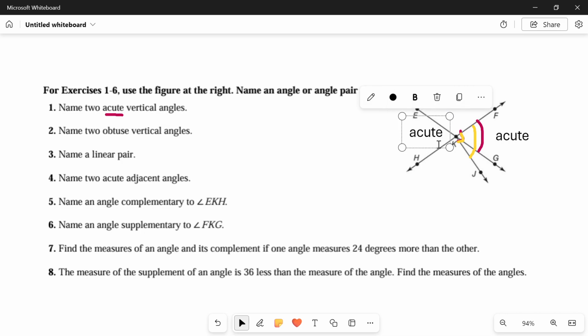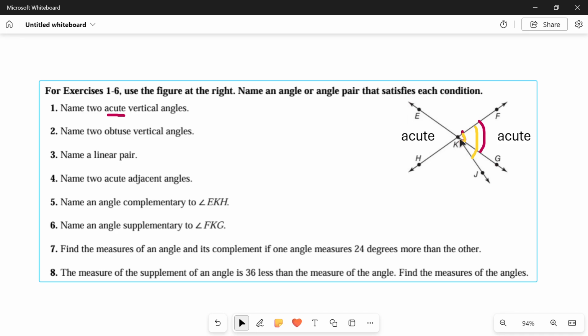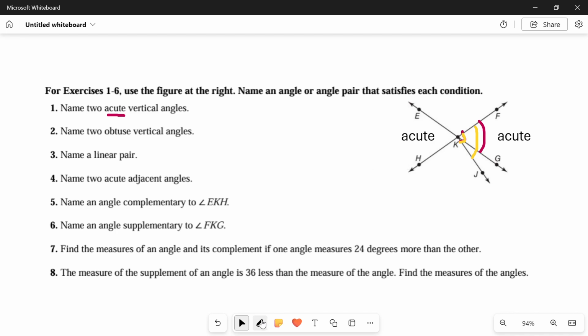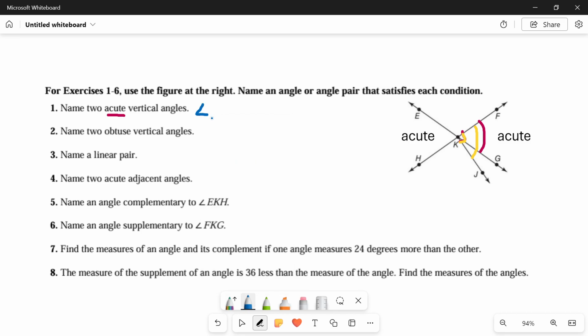So when it says name them, we have to name these by their letters with the center letter in the middle. So I have EKH, right? And the way we would write that is we would use the symbol for, let me change that color back to a bolder color. Let's go with this one. So we would go with the angle symbol, and then we would write these three letters. Now you can go HKE or EKH, but K has to be in the middle if you're describing this angle. So I'll go EKH.